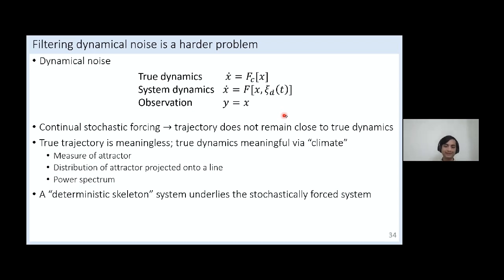What we're hoping to obtain is some deterministic skeletal system that underlies the data that you're observing, but is a deterministic system and has no stochastic forcing, right? And so in this kind of context, the deterministic skeleton that we hope to obtain by looking at data Y is going to be this true dynamics X over here, right?